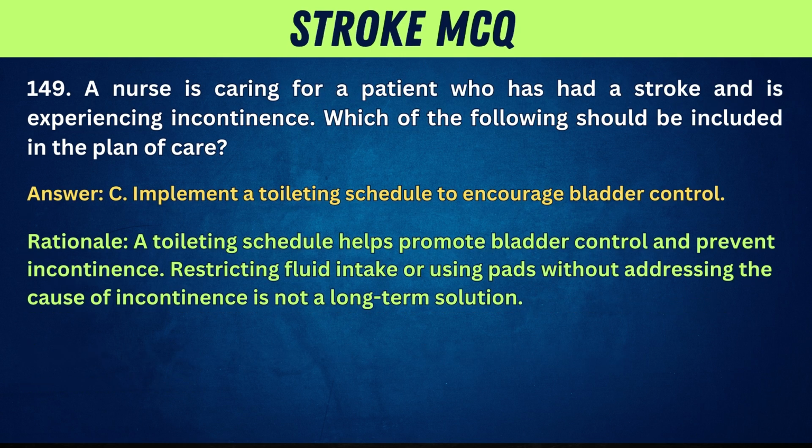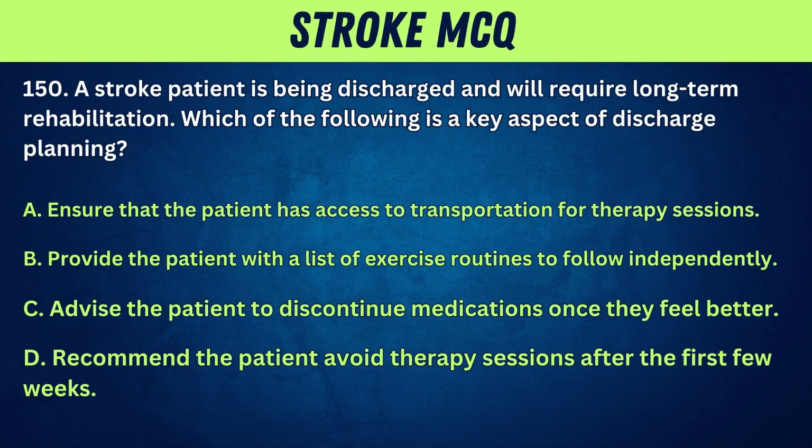Answer: C. Implement a toileting schedule to encourage bladder control. Rationale: a toileting schedule helps promote bladder control and prevent incontinence. Restricting fluid intake or using pads without addressing the cause of incontinence is not a long-term solution.